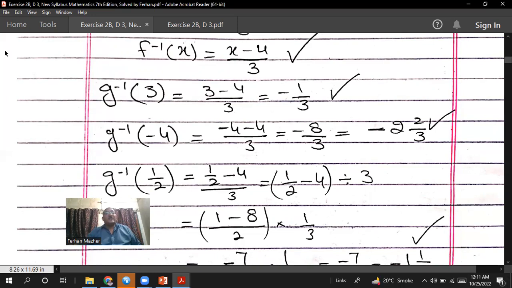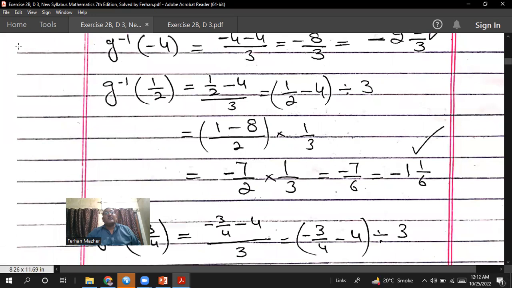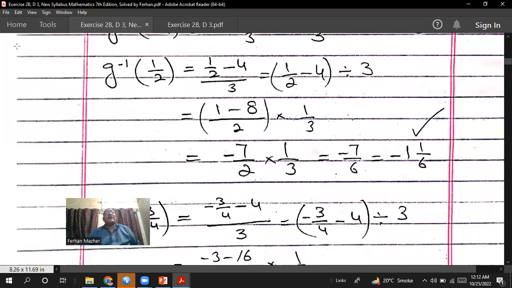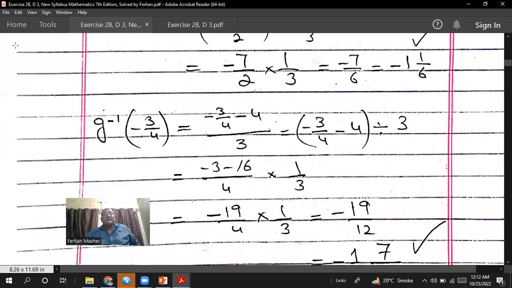Then the question is to find the value of g inverse of 1 by 2. So it will be 1 by 2 minus 4, in a bracket, divided by 3. So I will take the LCM. So it will be 1 minus 8 divided by 2, the whole thing multiplied by 1 by 3. So it will be minus 7 by 2 multiplied by 1 by 3. So it will be minus 7 by 6, and that will be minus 1 whole 1 by 6. So this is how you will do this part.